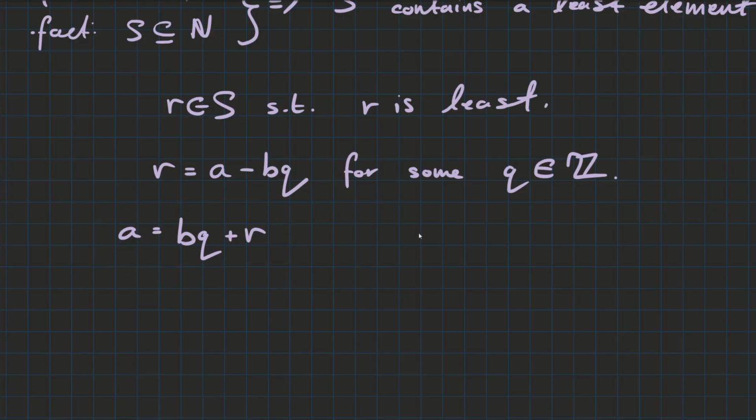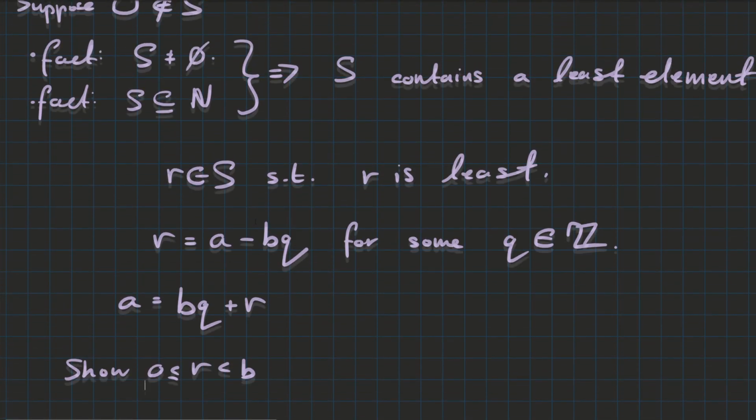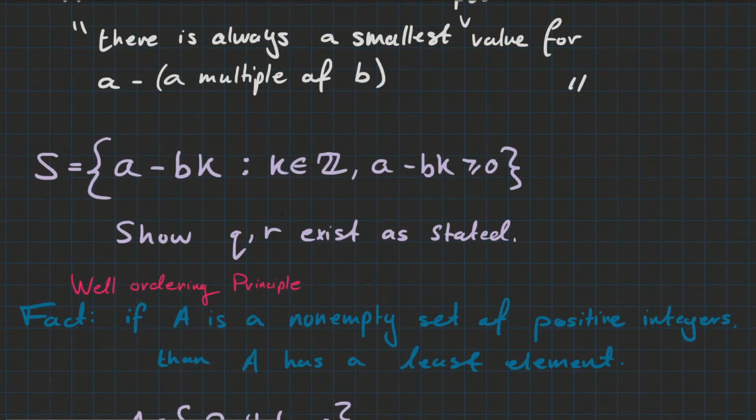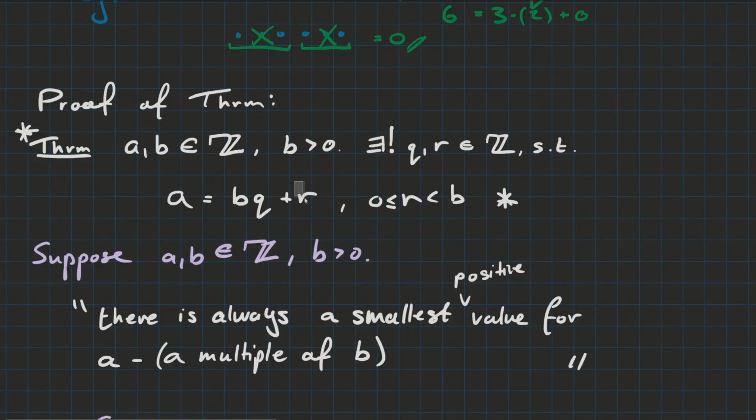The only thing left to show is that R is in the range we want. Technically, I haven't shown that yet, right? I mean, it is, but I have to demonstrate it, because that's part of the definition of what we're dealing with here. I'm trying to prove that there's some Q and R that not only satisfy this equation, but also satisfy this.